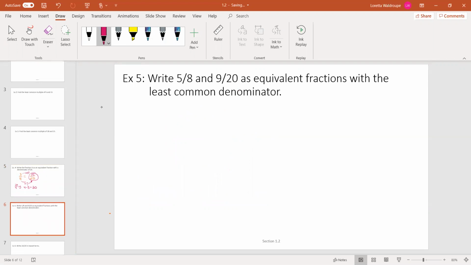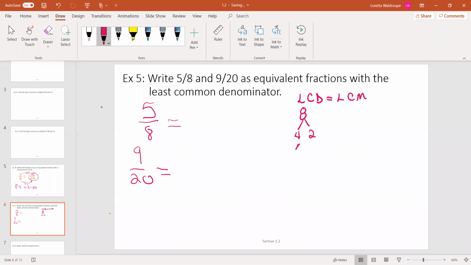Okay, so now they want us to take 5/8 and 9/20 and write them with the lowest common denominator, okay? Well, the lowest common denominator is another way of saying the lowest common multiple. And remember, to find the lowest common multiple, we took our numbers and we broke them down into their prime factors. So 8 is 2 times 2 times 2. And then we break 20 into 4 times 5. And 4 is 2 times 2.